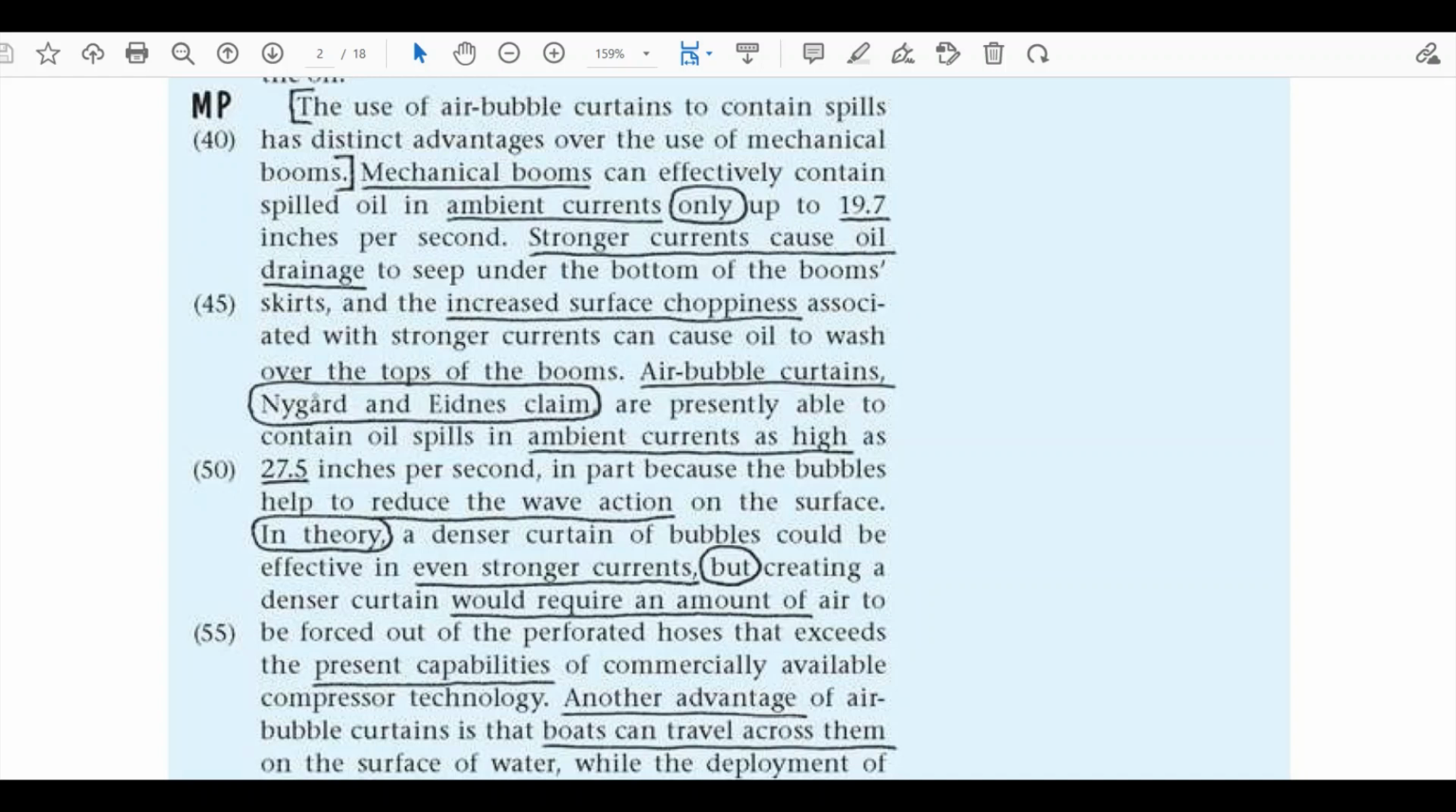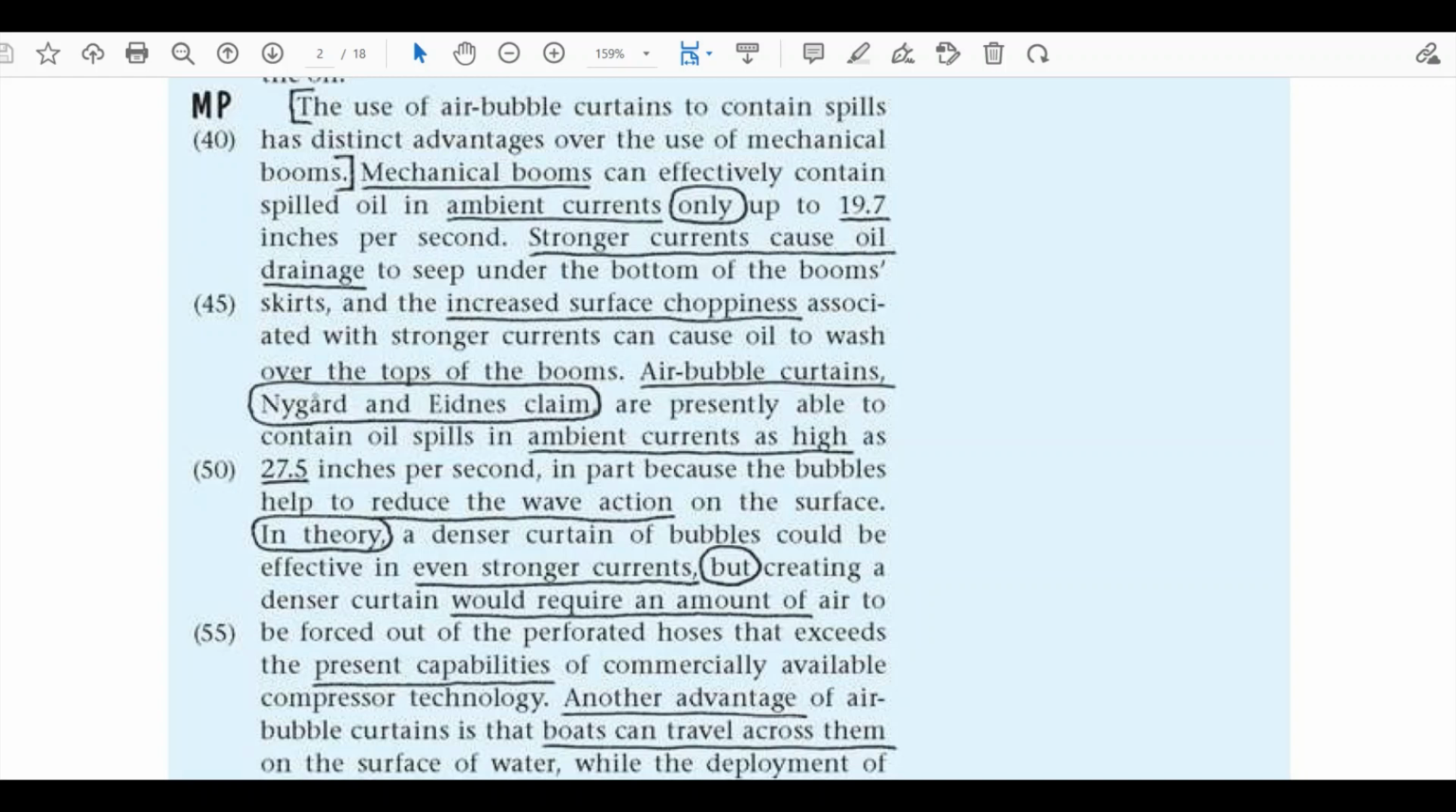Even on main idea questions, the answer is in the passage. You just have to find it from the first sentence and even in the middle of the paragraph. So, the use of air bubble curtains to contain spills has distinct advantages over the use of mechanical booms. Then, air bubble curtains, Nygaard and Idness claim, are presently able to contain oil spills in ambient currents as high as 27.5 inches per second, in part because the bubbles help to reduce the wave action on the surface.